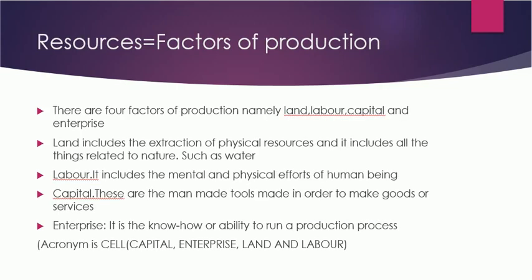The next thing is resources. Resources are the factors of production. There are 4 factors of production, namely land, labor, capital and enterprise. Land includes the extraction of physical resources, and it includes all the things related to nature, such as water, soil and these things. For you people, I would suggest land is everything related to nature. So keep this in mind.